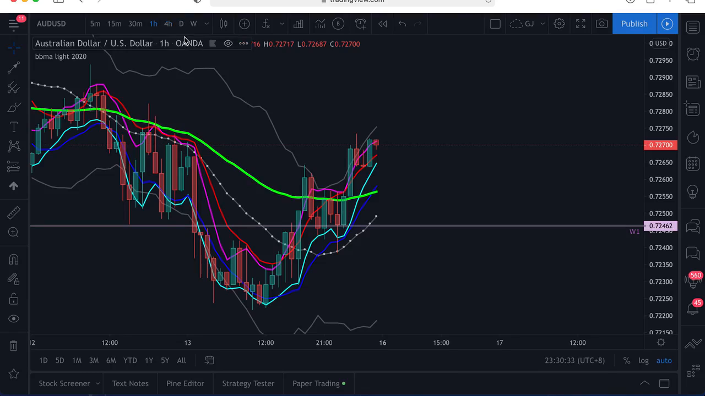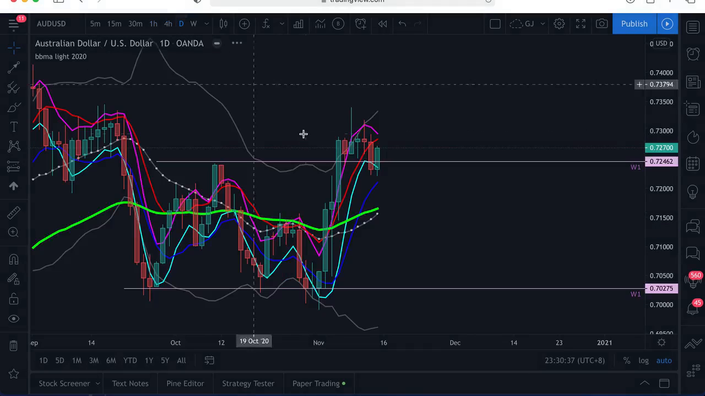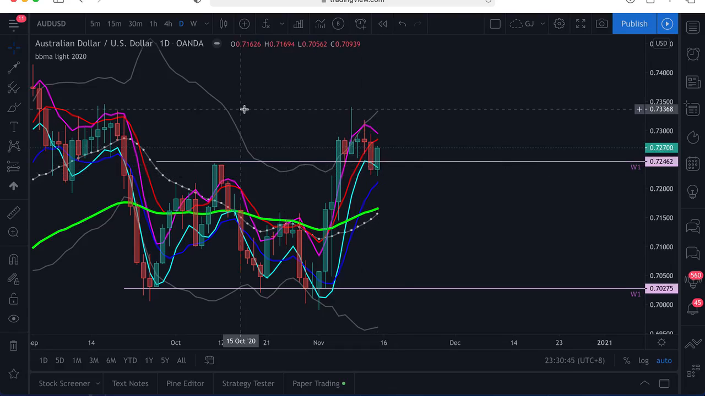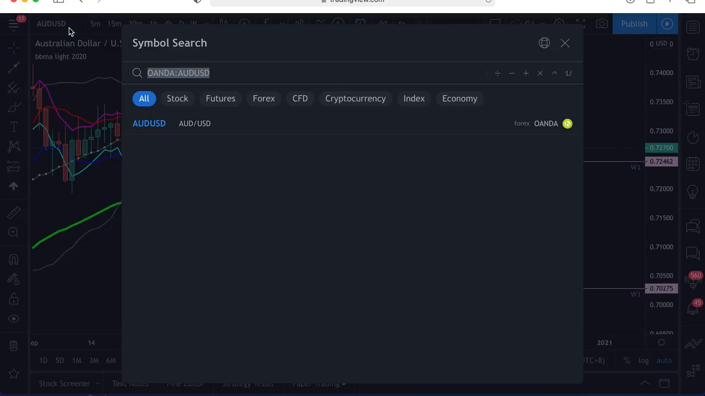On AUD USD, we can see for the daily time frame there is also a bearish engulfing here, which is very good. This is a retest of this candle, so hopefully this setup will be a good sell for us if a CSM sell happens. Okay, next pair is USD JPY.